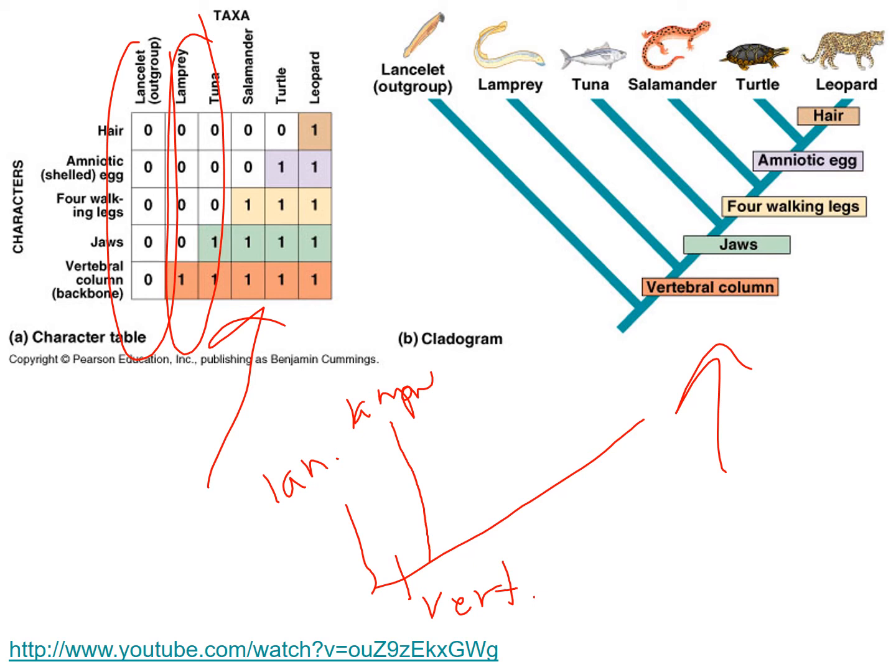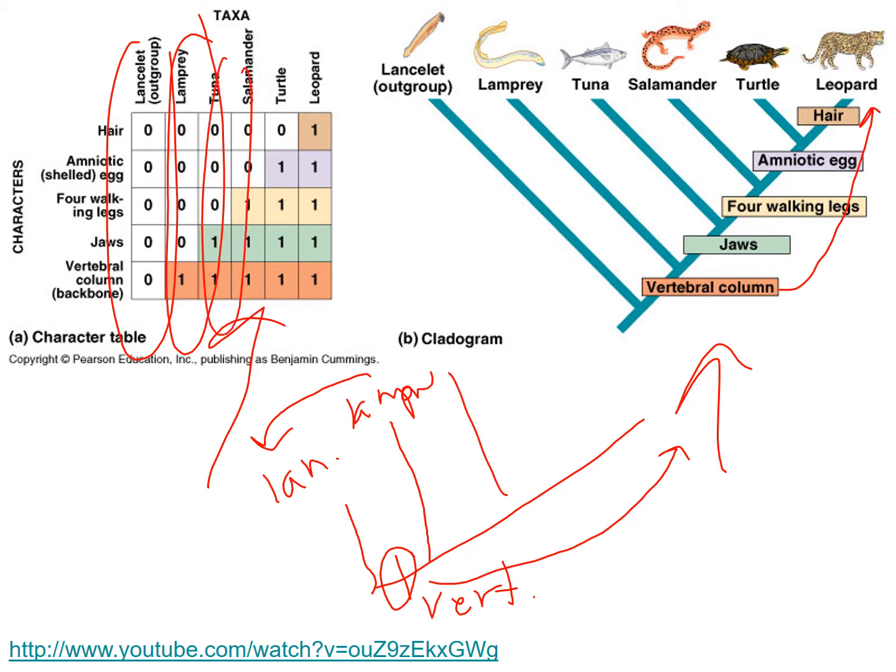Okay. Now, when you go down, this doesn't have a vertebrae. So that's why that line is after, because he doesn't have a vertebrae. Anything that comes after this line will have a vertebrae. So everybody here has a vertebrae. So then we go to the tuna.